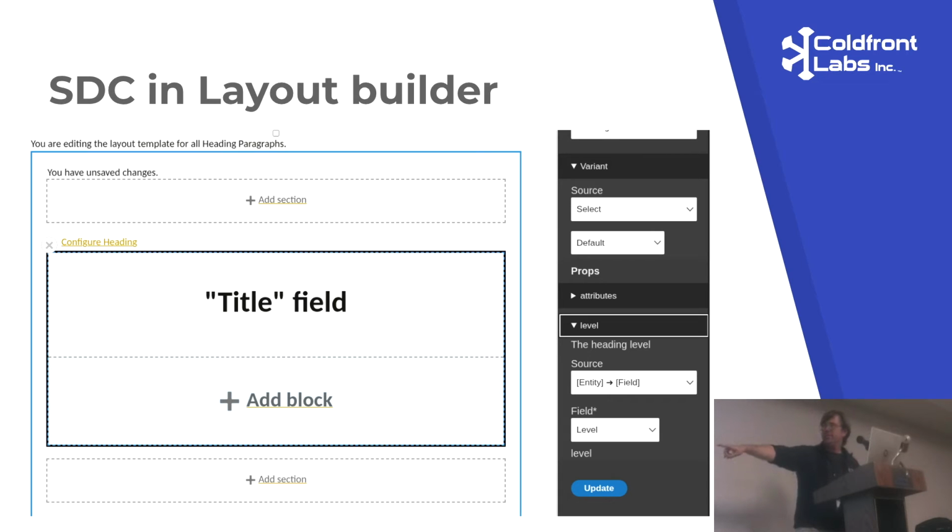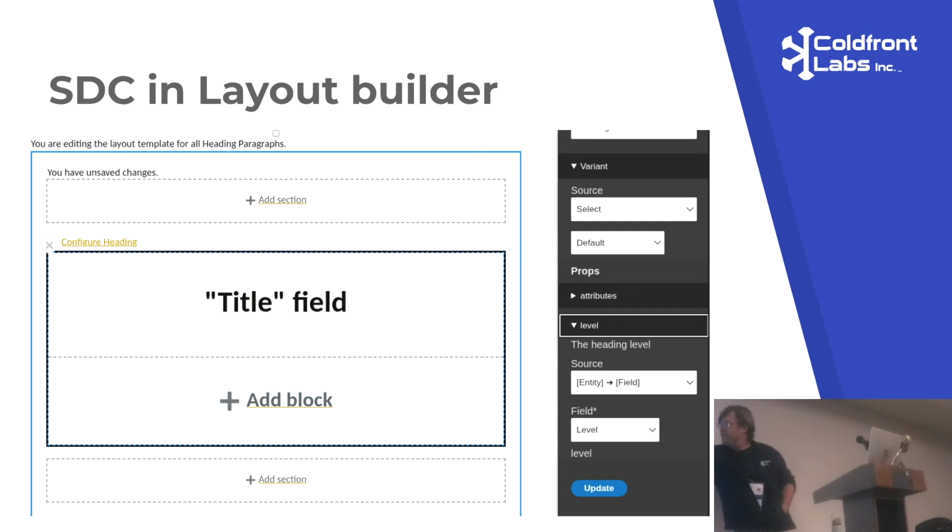So this is the Layout Builder page for our heading paragraph. Our site will have a paragraph type that's just called heading. When we're using a heading, it's going to use this Layout Builder, and this section I have highlighted here is the heading single directory component. And we have our settings that we can use.